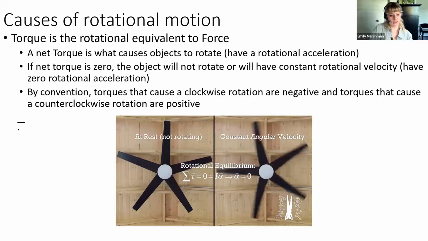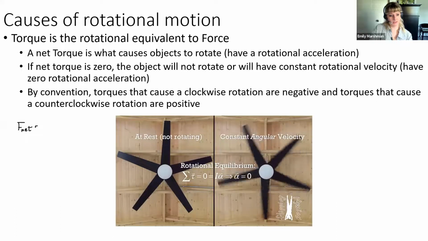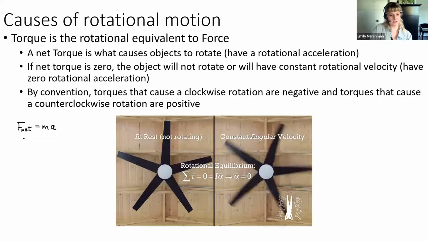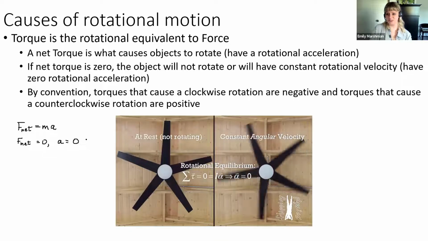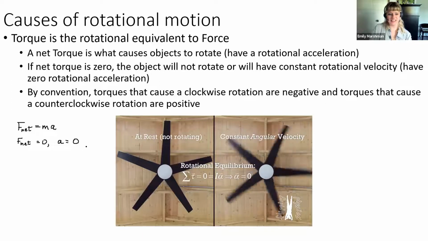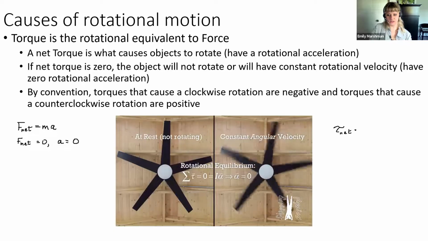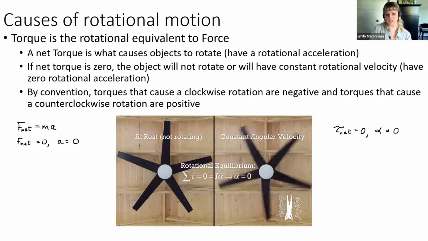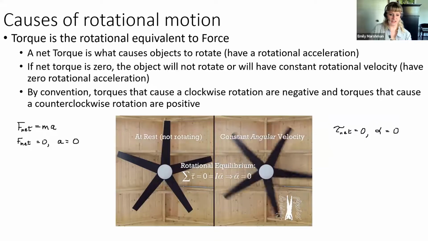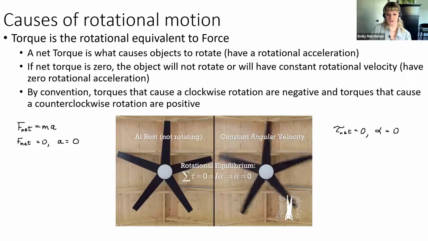If you remember, F net equals ma. If the net force acting on the object is zero, the acceleration of the object is zero. That means it's either at rest or moving at a constant velocity. The same thing occurs with torque. If the net torque acting on the object is zero, the rotational acceleration alpha is zero. That means it's either at rest, as shown in the left-hand fan right here, or it's moving at a constant rotational or angular velocity, as shown here on the right.